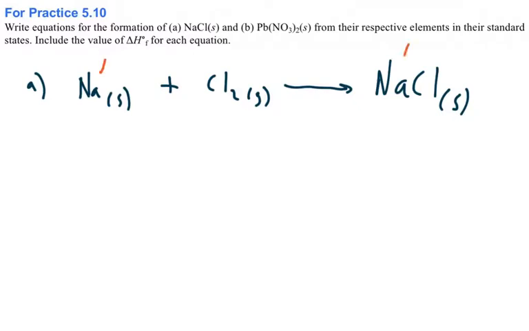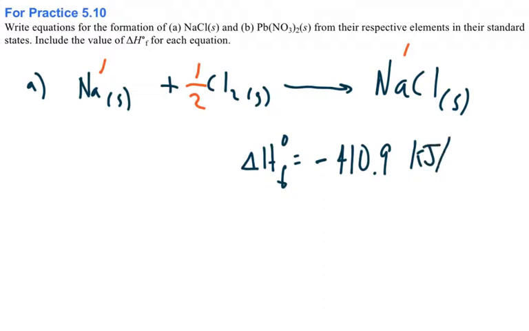There's 1 on each side, but there's 2 chlorines on the left. So what we're going to have to do to make it 1 is put a 1/2 here, and that will be the answer to this one. And again, we're going to find the delta H value of formation for NaCl from a table. And pay attention to the states of matter, because the table has one that's NaCl aqueous, another one gas, and another one solid. We want to pick the correct one, which is the solid, which is negative 410.9 kilojoules per mole. And then we have one final problem.